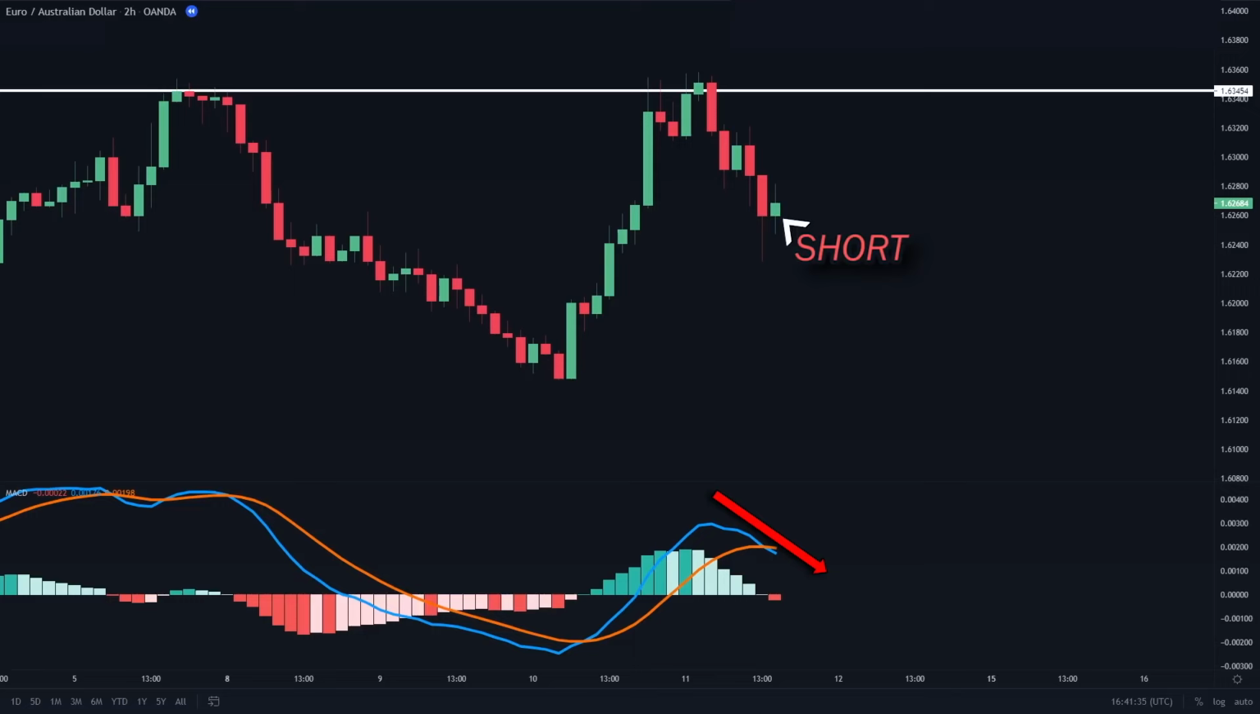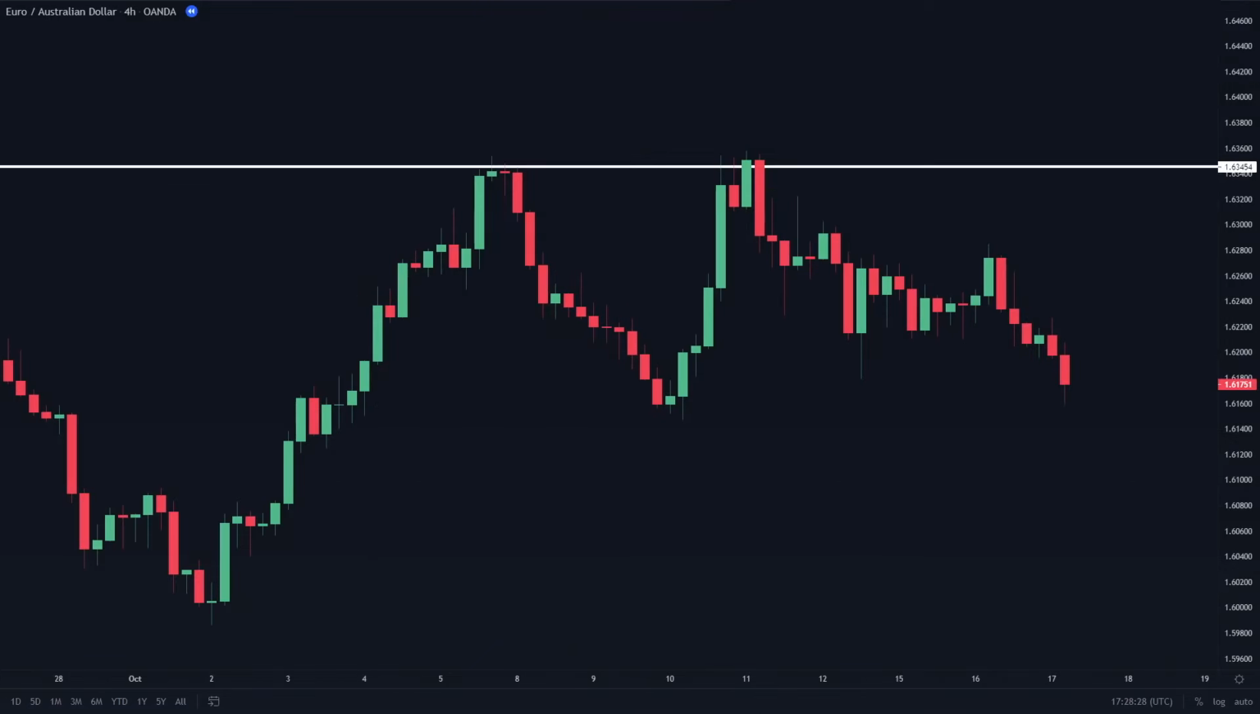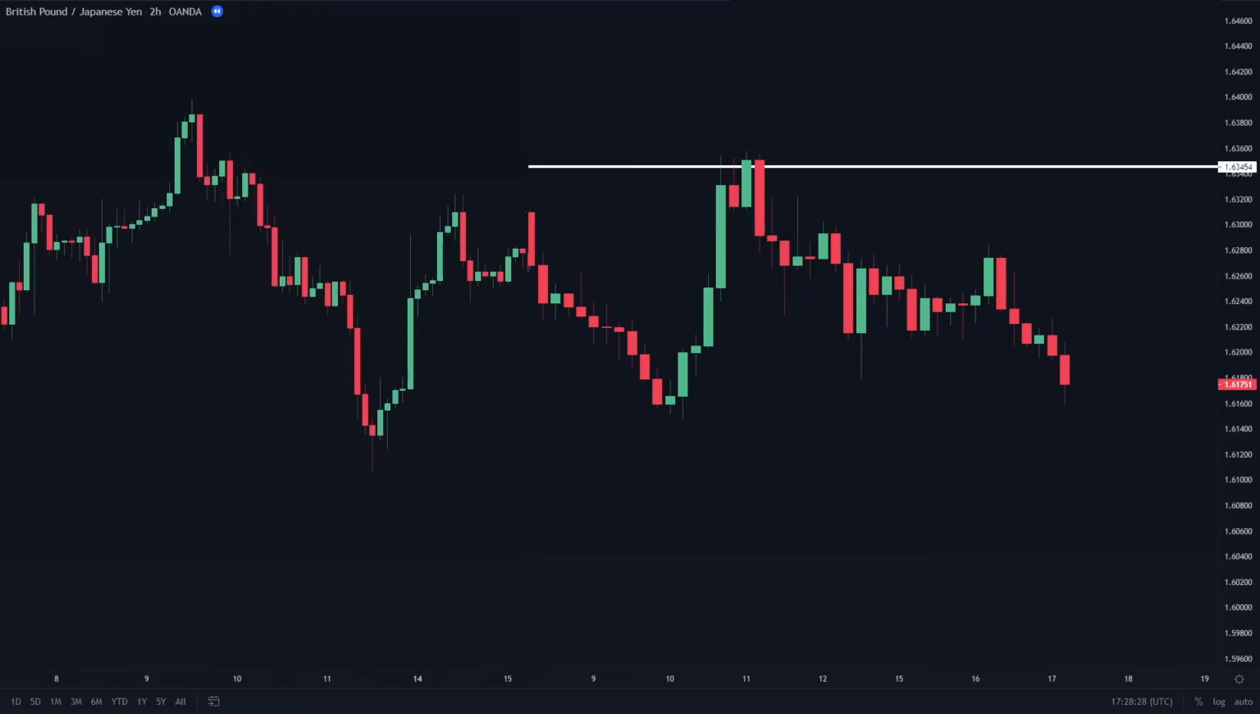Go back to the 4-hour chart and compare the 2 entry signals. If we use the 2-hour time frame crossover, we would have entered here. But if we use the 4-hour time frame crossover, we would have entered here. The smaller time frame crossover provides an earlier entry signal. Now let's go over another example.